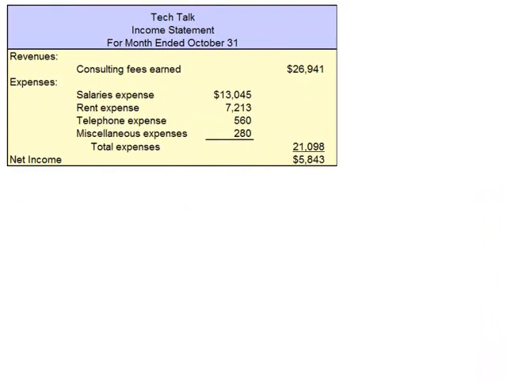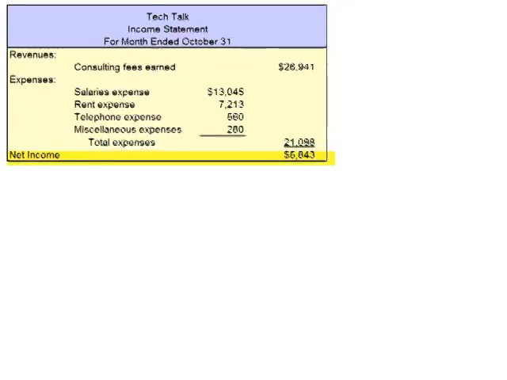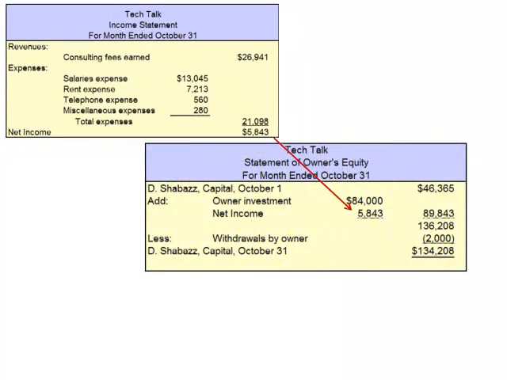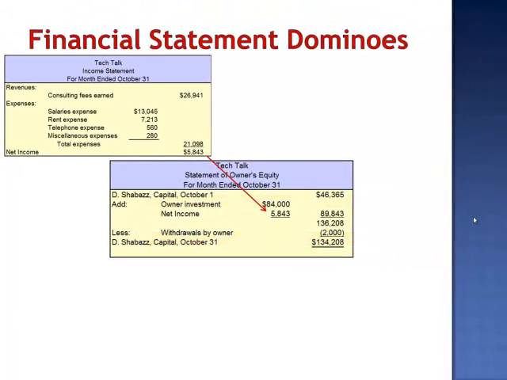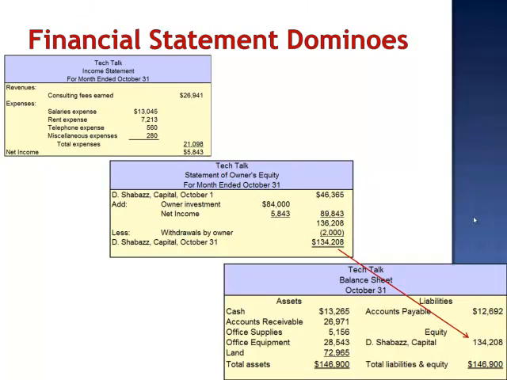The income statement reports revenues and expenses. Revenues and expenses are netted together in the calculation of net income. The answer from the income statement is transferred to the statement of owner's equity. The statement of owner's equity shows the change in total equity, including the owner's investments, net income, less any withdrawals by the owner. The ending capital balance appears on the balance sheet.